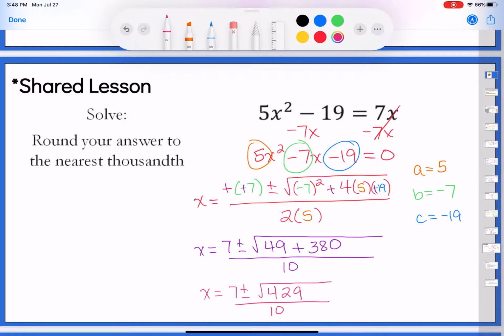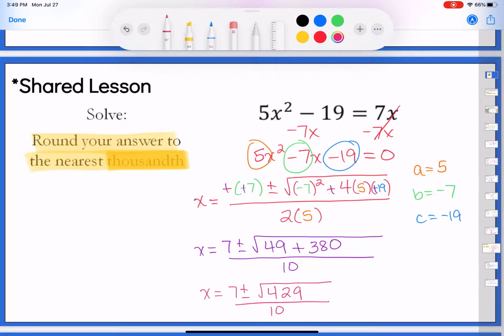All right, now the next thing we would do is try to take the square root of 429. If it was a perfect square, awesome. If it's not, and it doesn't tell me to round, I would simplify that radical and leave my answer exact. But here it says to round your answer to the nearest thousandth. So hopefully remember that thousandth is 3 decimal places. Since I'm going to round it anyway, I'm not going to spend the time trying to simplify that radical.